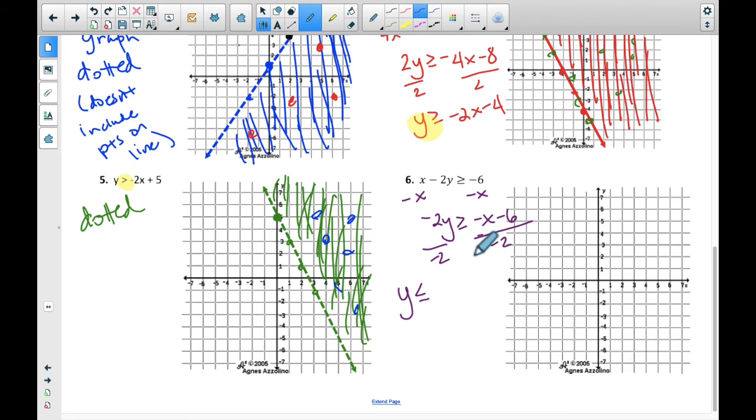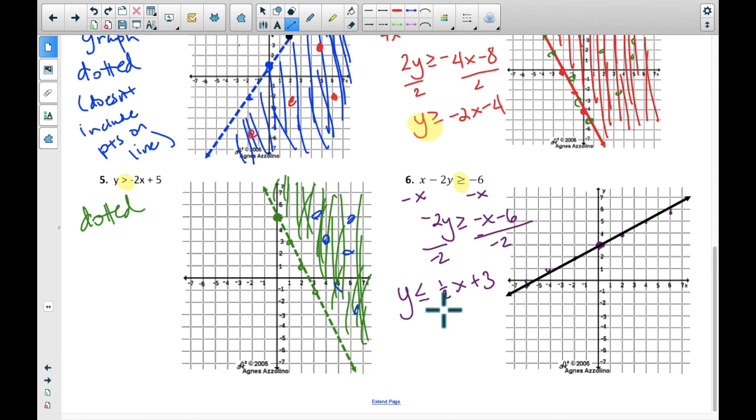And now this is going to be a positive, because a negative divided by negative is a positive 1/2 x. This is going to be a positive 3. So when I go to graph this is at 3. I go up 1, right 2, and I make a bunch of dots that way. And I can go down 1, left 2, because negative makes positive. And now I need to connect those with a line. I have to think about, should it be solid or dotted? And the fact that there's an equals tells me it has to be solid. So I'm going to get my straight edge and I'm going to make a solid line.